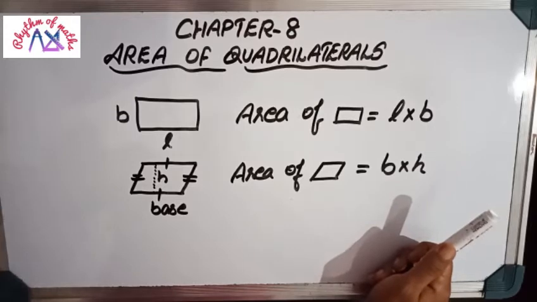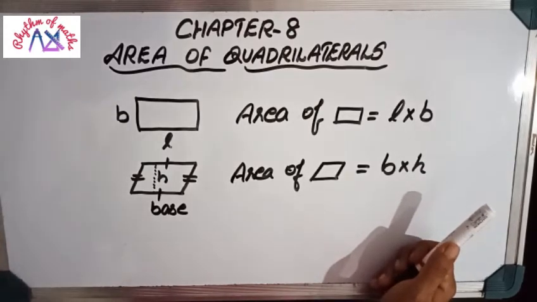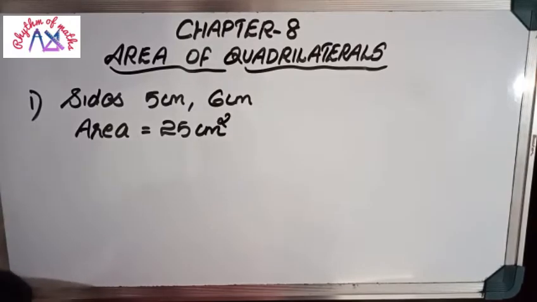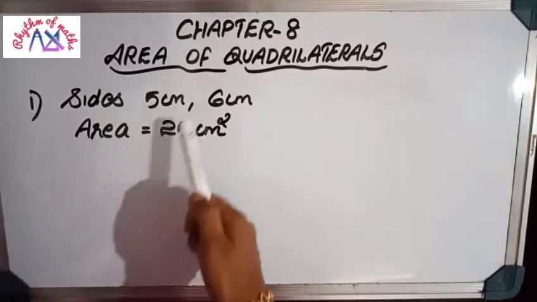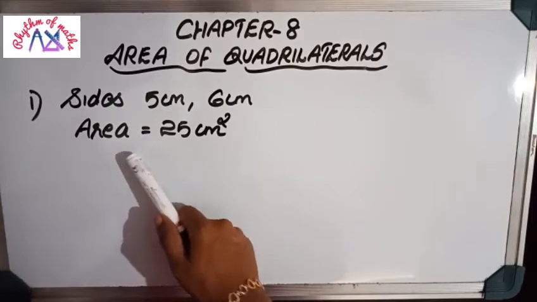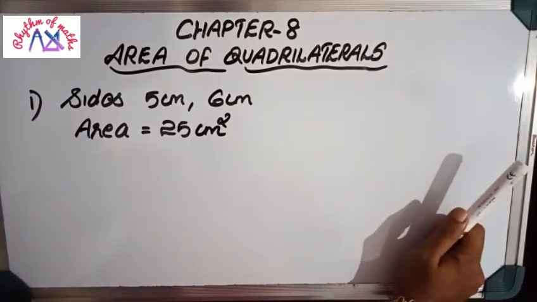So let's move on to problems from the first activity. Here is your first question. Draw a parallelogram of sides 5 cm, 6 cm and area 25 square centimeters. Here in this question, we have to draw a parallelogram with the sides as 5 cm and 6 cm, and the area of that parallelogram must be 25 cm square.